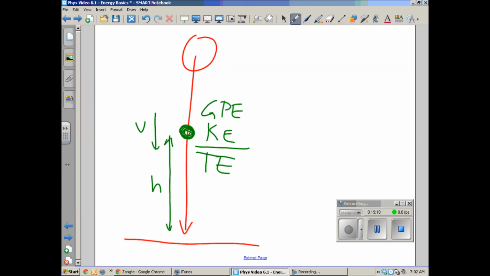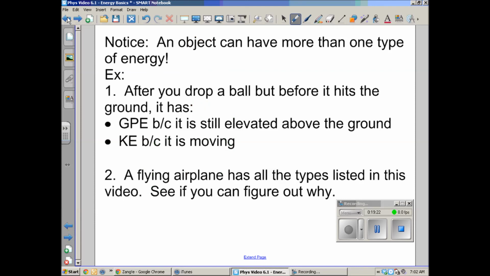So other examples of things that have more than one type of energy, a flying airplane could be said to have all the types of energy, right? Flying airplane has kinetic energy because it's moving. It's got gravitational potential energy because it's way up high. It's got electric potential energy because presumably airplanes have batteries. It's got chemical potential energy because it runs on fuel. Elastic potential energy is a little bit of a stretch. No pun intended. Somebody in that airplane has a rubber band in her hair, or his hair. All right, so there you go. Energy basics.